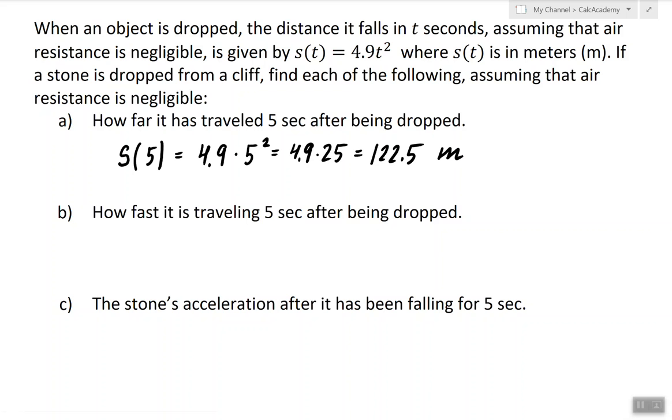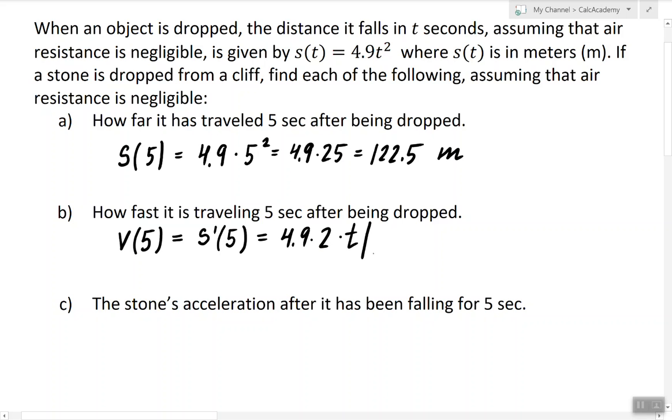So the next question is how fast it is traveling 5 seconds after being dropped. We interpret this question as if we had to find the velocity at time equals 5 seconds. From what we know about rectilinear motion, velocity can be found by differentiating the position function. So we have to find the derivative of the position function first, which is this, and we have to evaluate it at t equals 5.